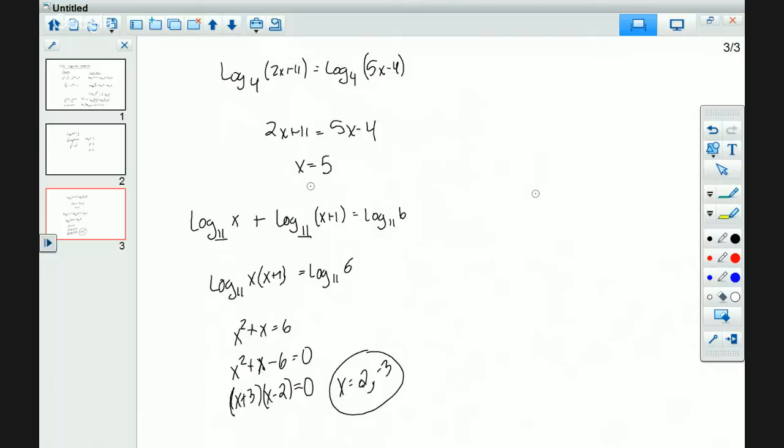If I plug -3 in, it won't work. It actually is undefined. So we cannot use -3 because logs are undefined.